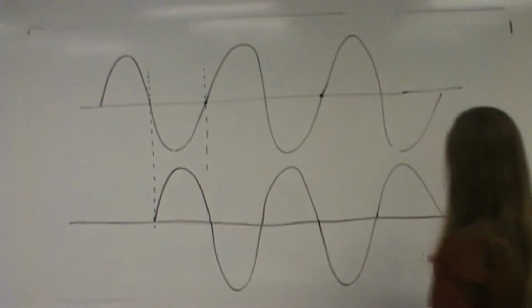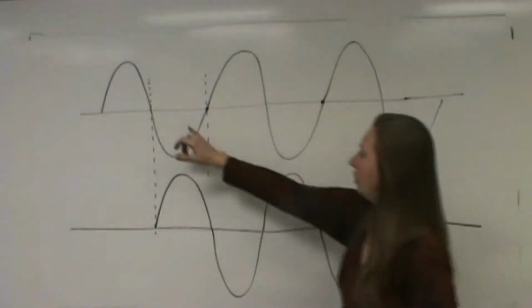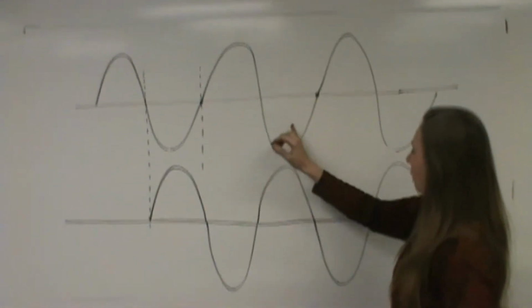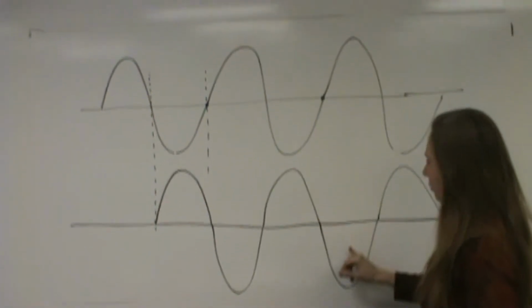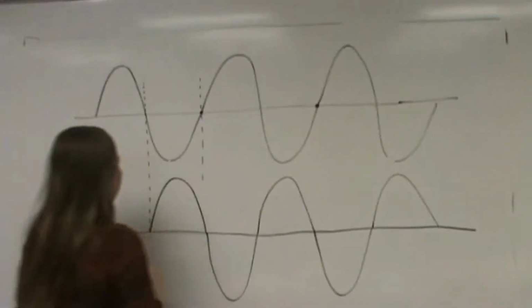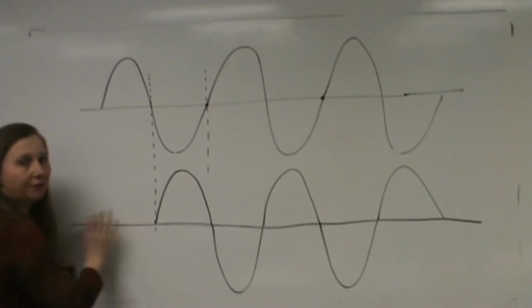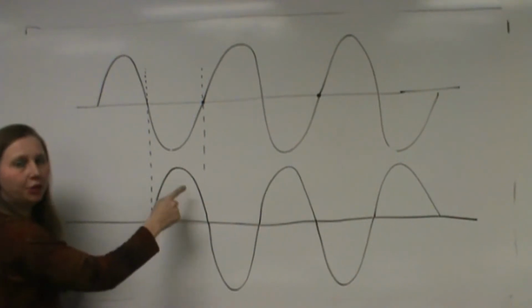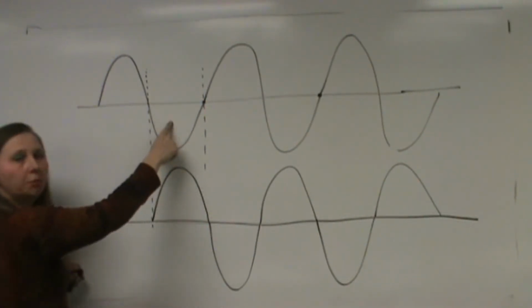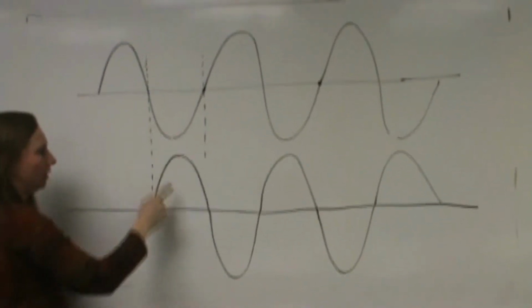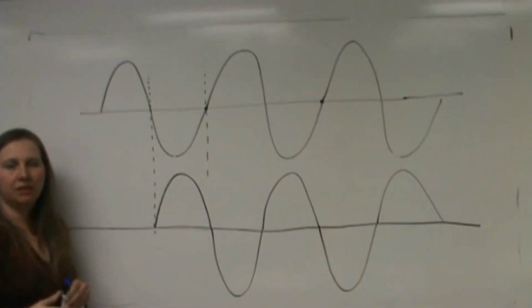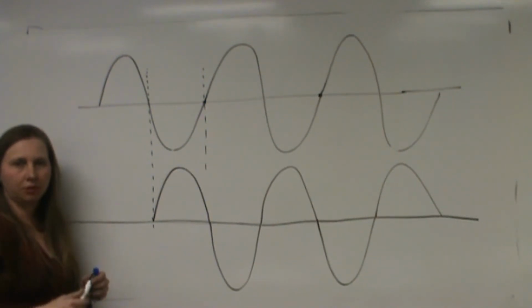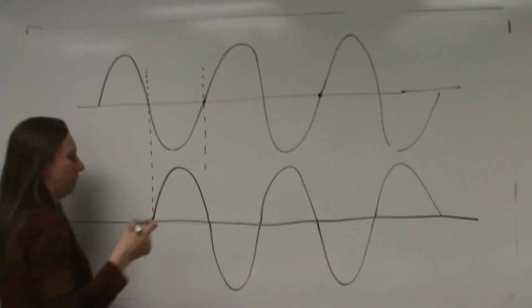Okay? All right, so trough meets crest, crest meets trough. Trough meets crest, crest meets trough. Because I started a half a wavelength over, this wave is 180 degrees out of phase compared to this wave here. These two waves in the same place and the same time will have destructive interference.